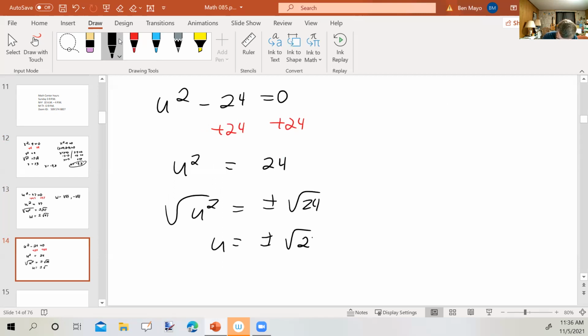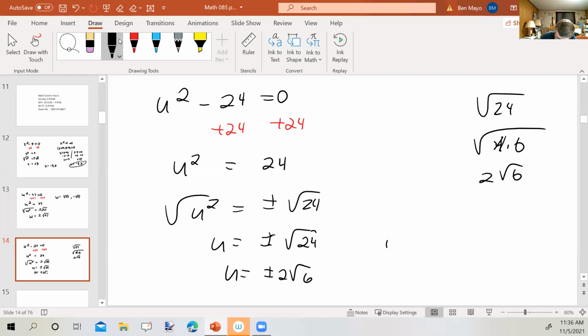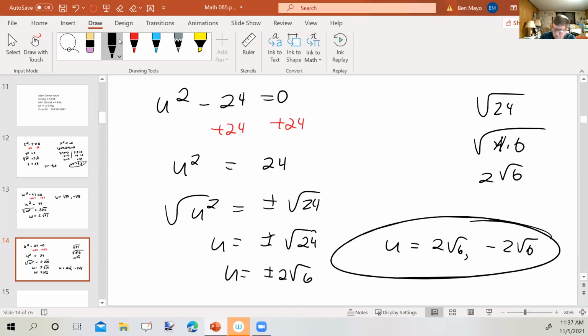So we get this. However, since we've learned how to simplify a radical, we will continue to do that with our answers. The square root of 24 is the square root of 4 times 6, which is 2 square roots of 6. So u equals plus or minus 2 square roots of 6. U equals 2 square roots of 6, comma, negative 2 square roots of 6. And those would be your two answers.